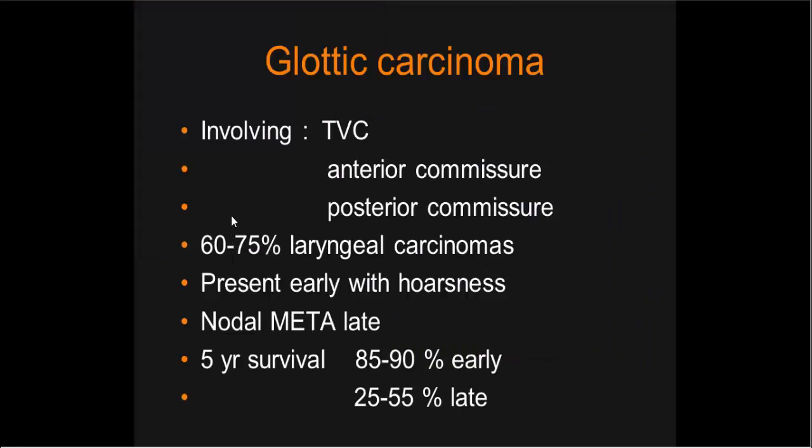It includes 25 to 35% of laryngeal cancers. Mainly glottic, we talk about the true vocal cord. True vocal cord tumors are easily and early symptomatic because of change in voice, hoarseness. So they are detected early. Glottic carcinoma involves the true vocal cord, anterior commissure and posterior commissure.